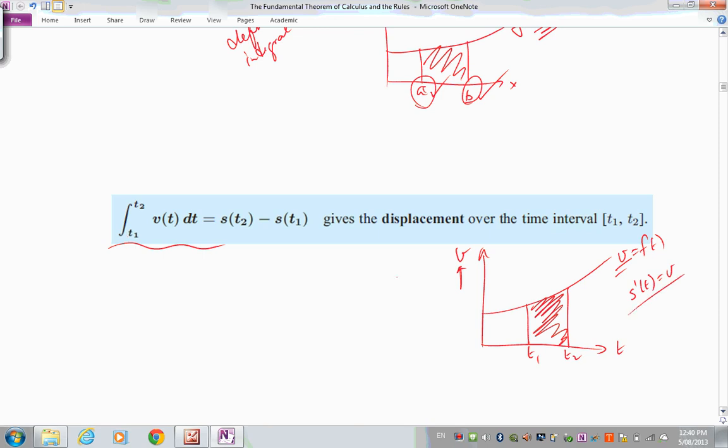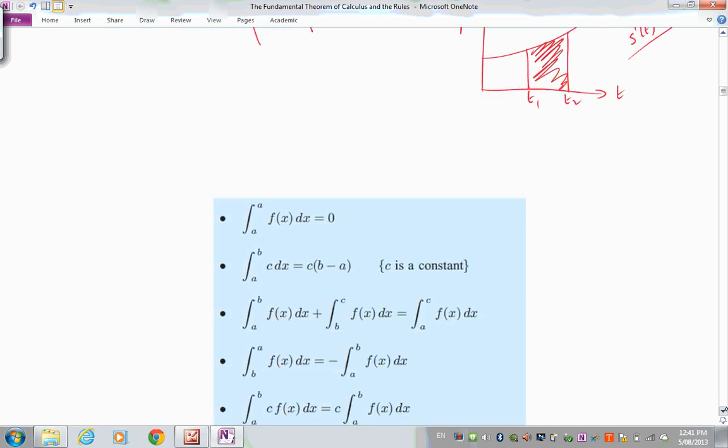So what we would do is substitute t2 and t1 in there to subtract that, and that would give us the displacement under the curve, under the velocity time graph, because the derivative of s is v. Let's go on and see if we can do some more work with this idea.